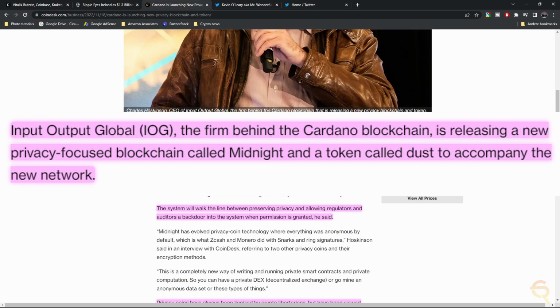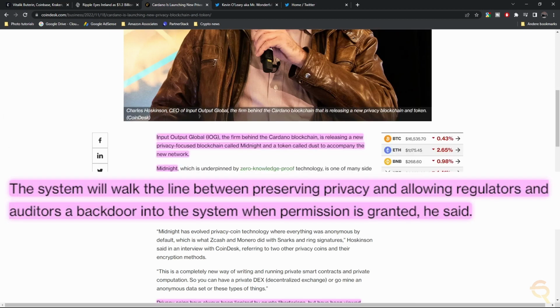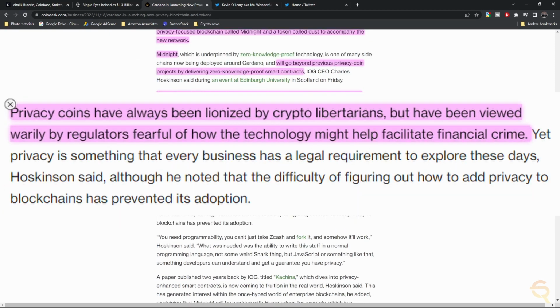the new network. Now, Midnight will go beyond previous privacy coin projects by delivering zero-knowledge proof smart contracts. And the system will walk the line between preserving privacy and allowing regulators and auditors a backdoor into the system when permission is granted. Now, privacy coins have always been idolized by crypto libertarians, but have been viewed warily by regulators fearful of how the technology might help facilitate financial crime.